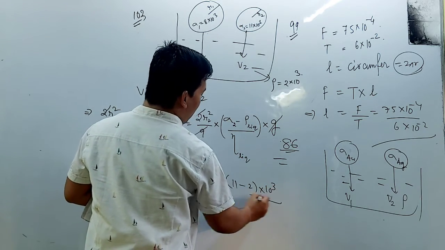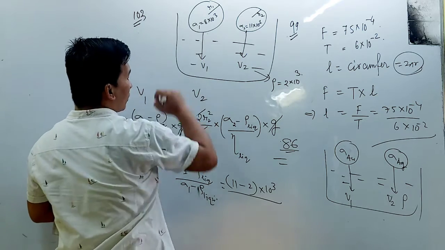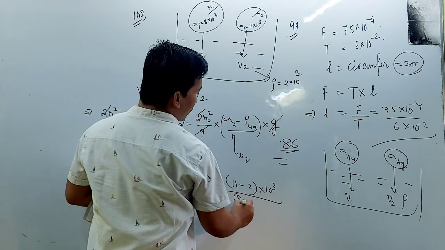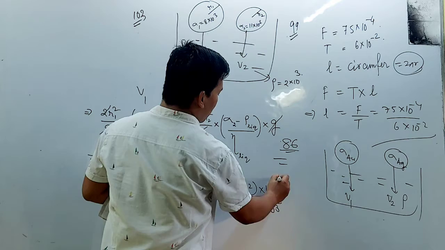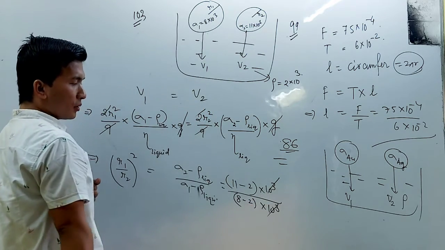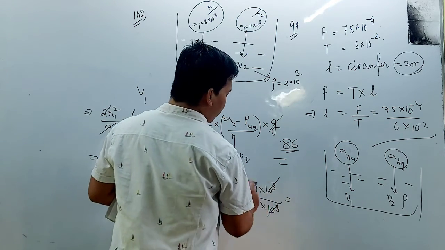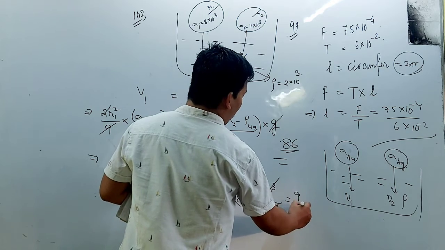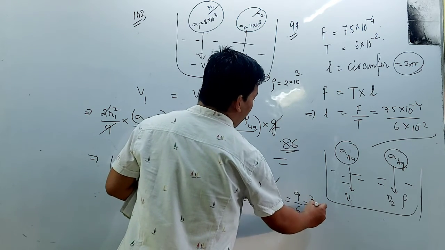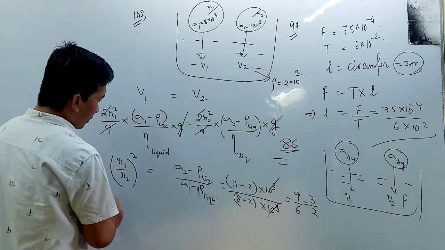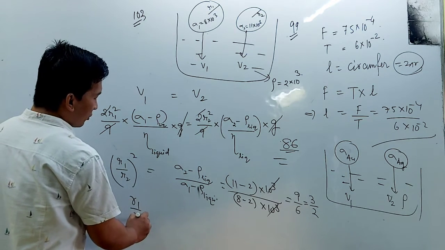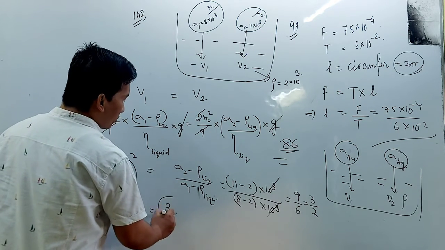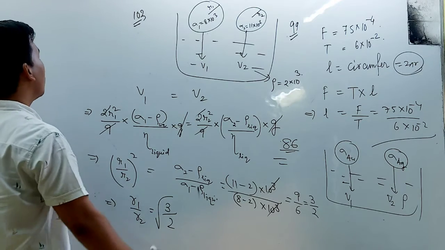11 minus 2 into 10 to power 3. What about the density of the first object? 8 minus 2 into 10 to power 3. This 10 to power 3 gets cancelled and we are left with 9 by 6, which will be 3 divided by 2, so that our ratio r1 by r2 is equal to root over 3 by 2. This is the answer for your question number 103.